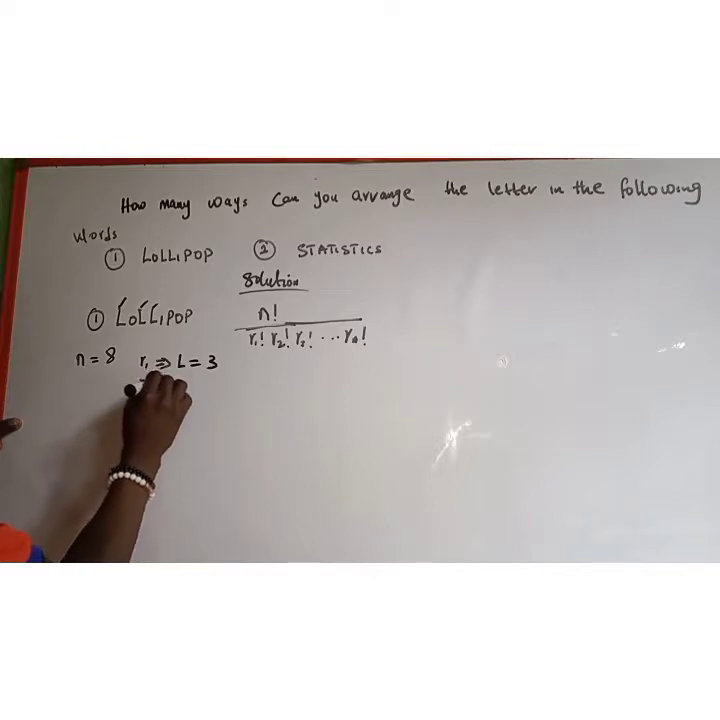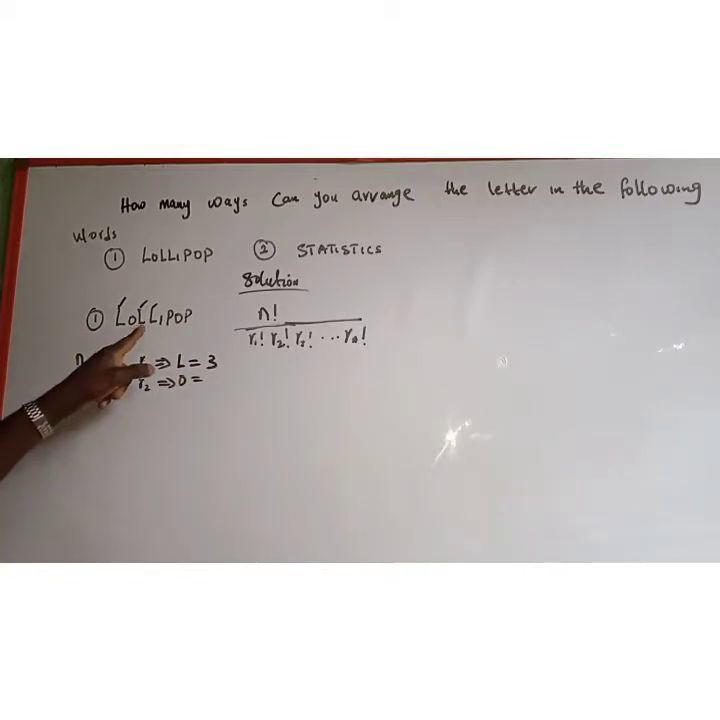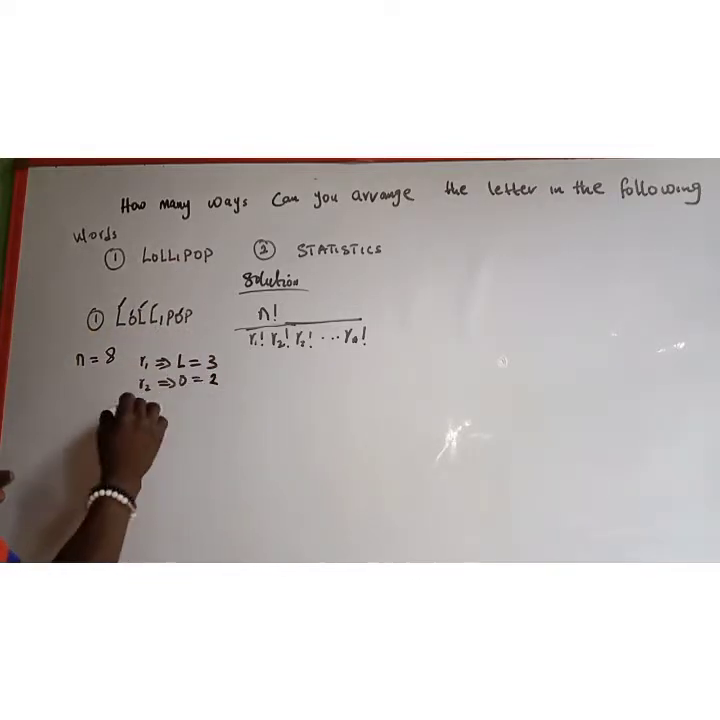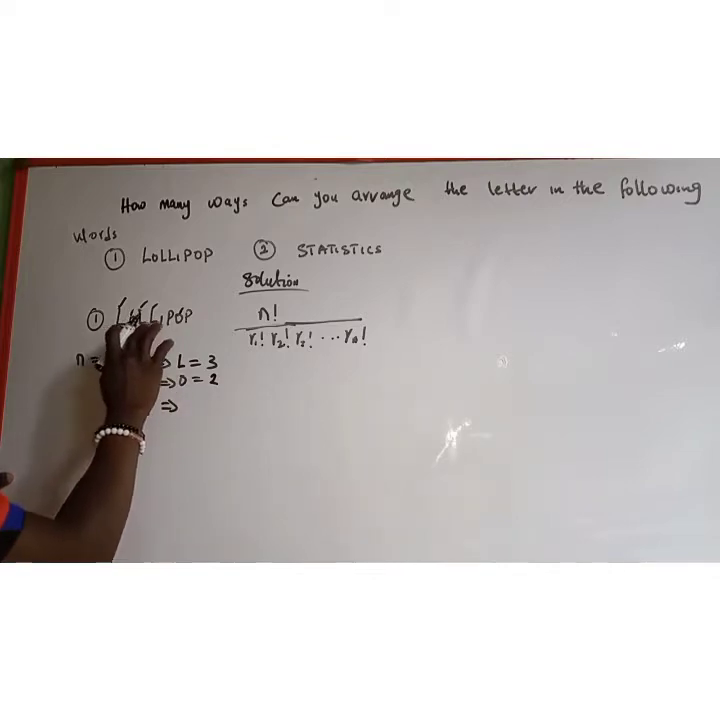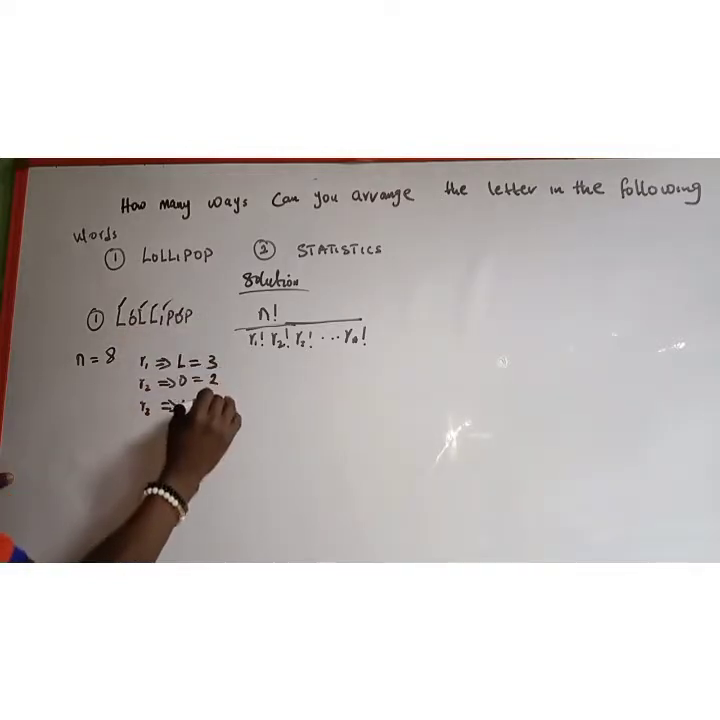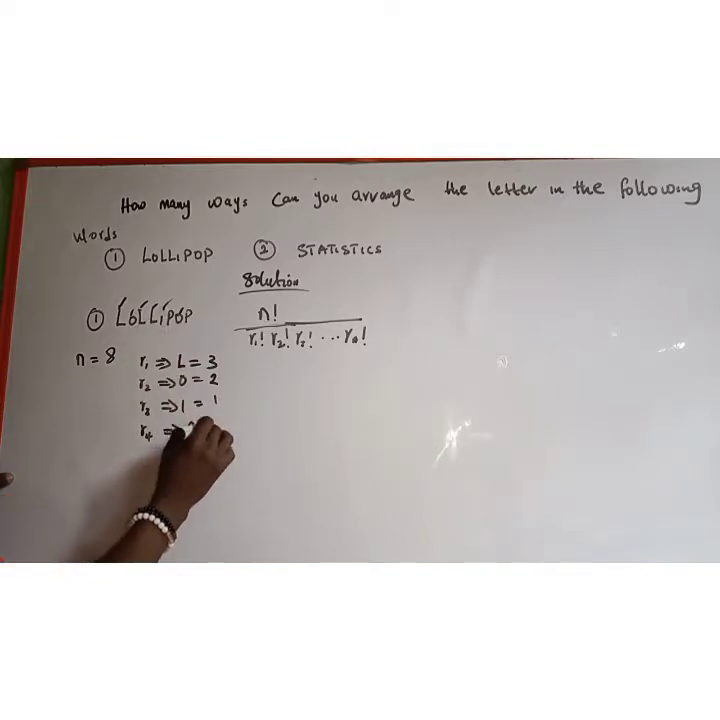Then r2 is O, the next letter that follows. How many times does O appear? We have 1, 2, so it is 2 times. Then r3: we have picked L already, the next is I. I is repeated only 1 time. Then r4 is P. P is repeated 2 times.